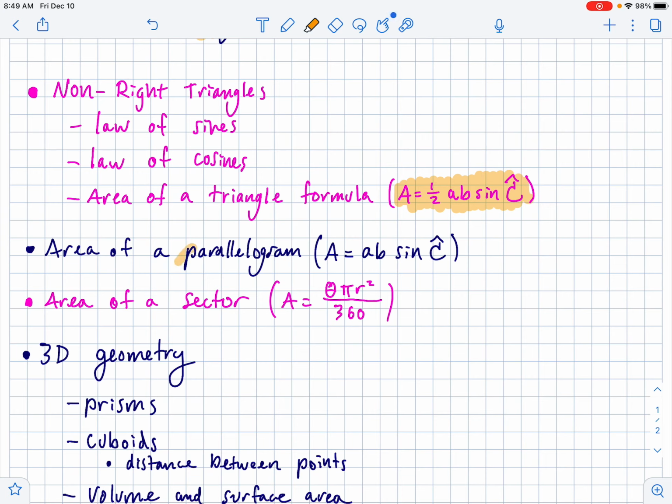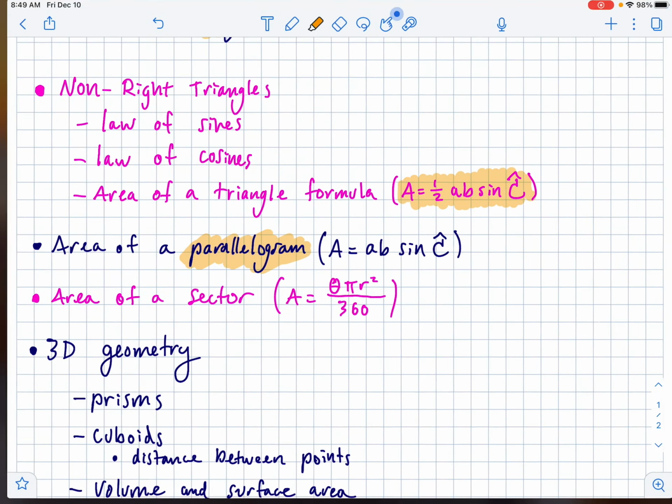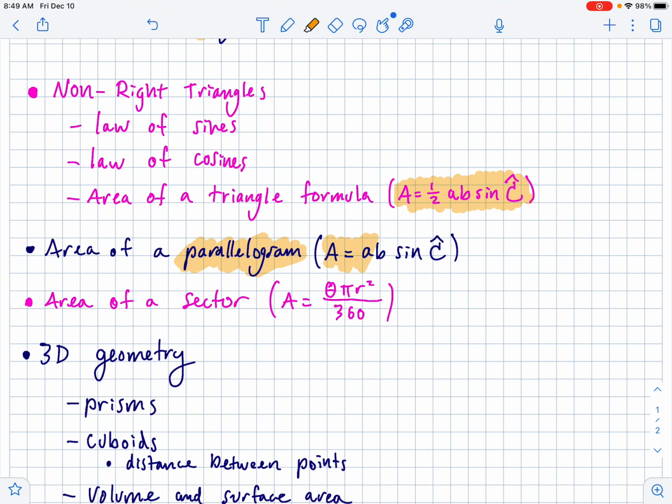If you stack two triangles on top of each other, you sort of make a parallelogram. I hesitated to even put this in the notes because you can figure it out just by cutting a parallelogram into two triangles. But it is true that the parallelogram area formula is ab sine C. Notice it's the exact same thing as the triangle, but the 1/2 is gone because when you double a triangle, you get a parallelogram. Know how to find the area of a sector.